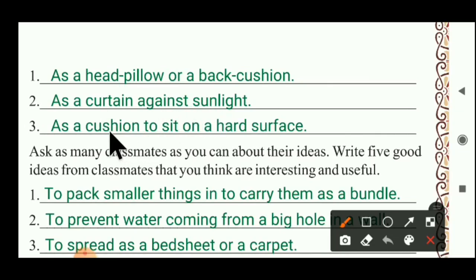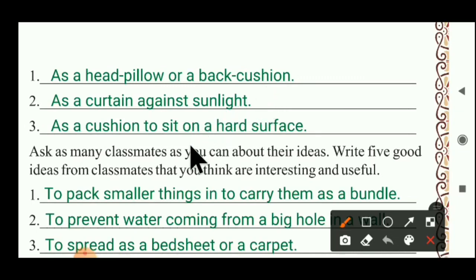Third thing, as a cushion to sit on a hard surface, for sitting purposes. Make a cushion to sit on a hard surface. These are the 3 unusual ideas I make here. You have to write your thinking here. I just imagine things like that. You have to imagine how it can be used in an unusual way.